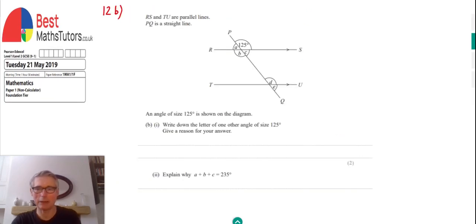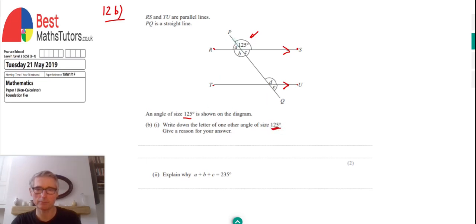So if we're looking at question B now of question 12, then this again is angles, and we've got two parallel lines which are RS, going from R to S, and TU. We know that they're parallel lines because one of the ways we show that is by having this arrow here. We've got an arrow there and an arrow there. So that tells me that RS and TU are parallel lines. And we're told that an angle of size 125 is shown on the diagram, so that's there. And we've got to write down the letter of one other angle that's got the same size of 125.